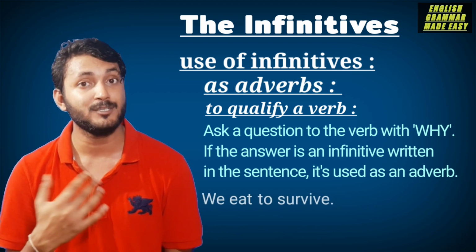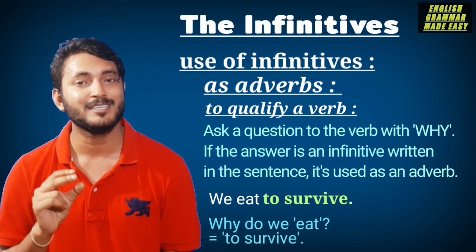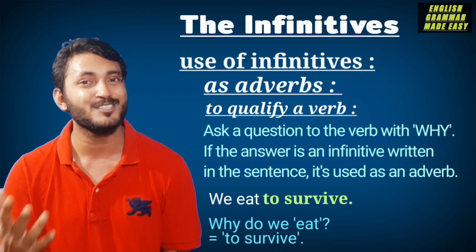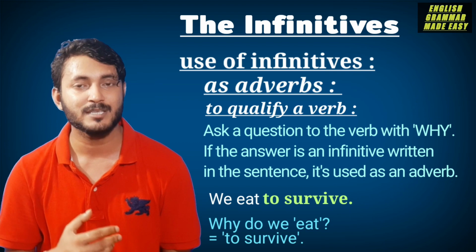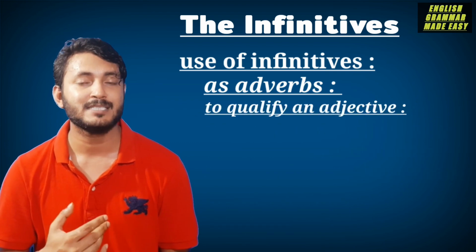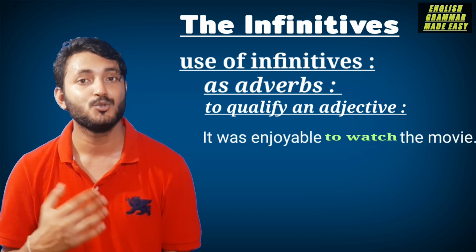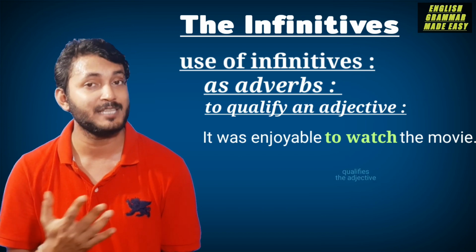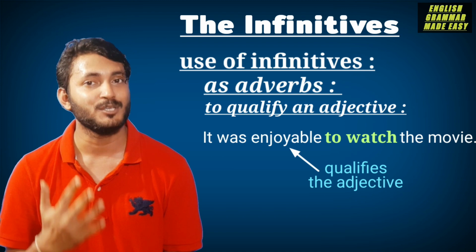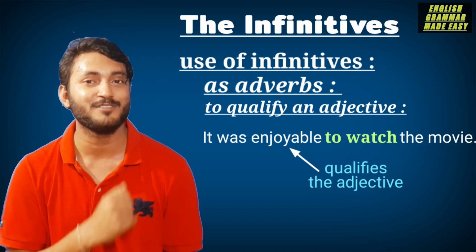If I say we eat to survive, our infinitive is to survive. Okay, and it is the answer of the question why do we eat? Answer of the question why is to survive. So it is used as an adverb. Okay, and it is qualifying the verb eat. If I say it was enjoyable to watch the movie, to watch is our infinitive written after the adjective enjoyable. So here the infinitive is used as an adverb that is qualifying the adjective enjoyable.